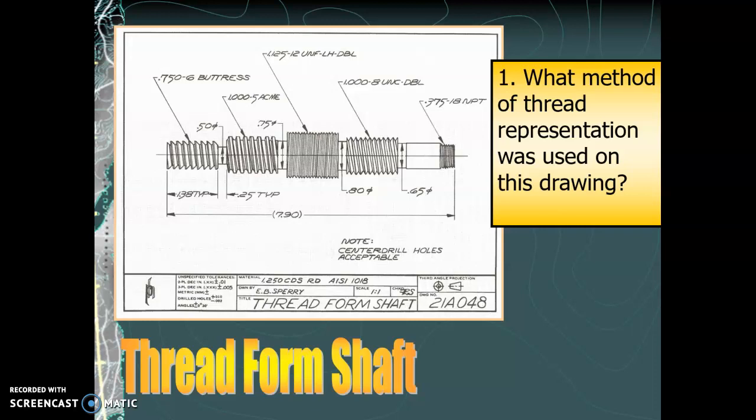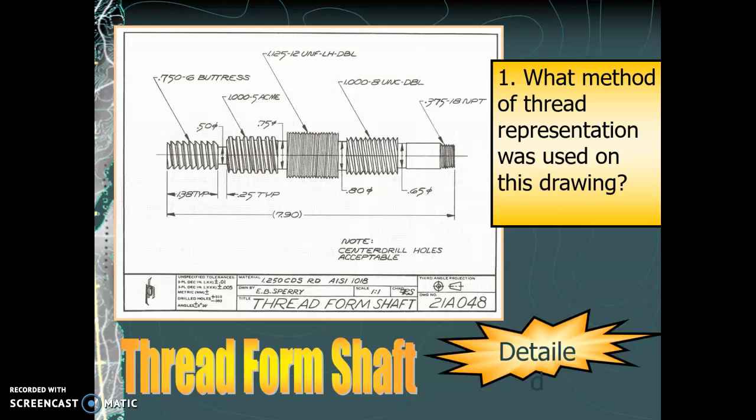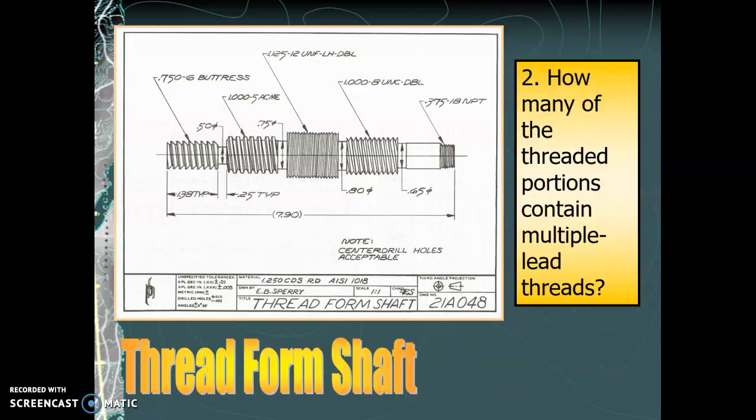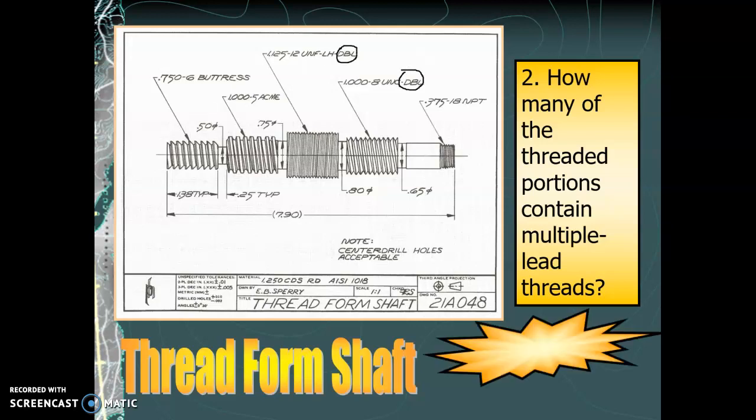Okay, so here we have an example of a thread form shaft illustrating a bunch of different types of threads, and they are drawn in the very detailed, realistic type of representation of threads. How many of them contain multiple leads? Well, looks like here we've got a double and another double, and looks like that's it. So it's just 2 of them.